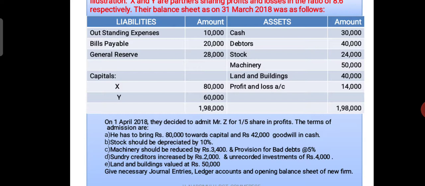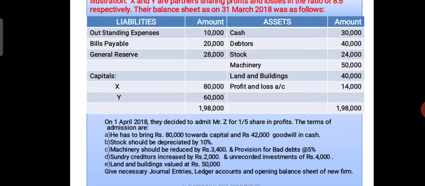So creditors amount increased by rupees 2,000. And unrecorded investments. Earlier we didn't record the information regarding the investment. Now we found that. Now we can show it in the new balance sheet. And this will affect assets, which means an increase in the value of assets. Okay.